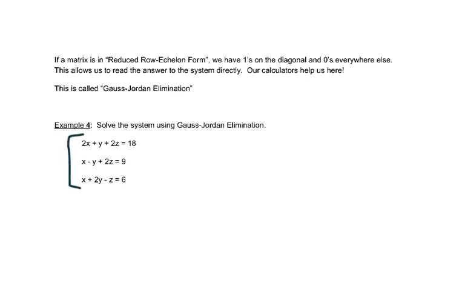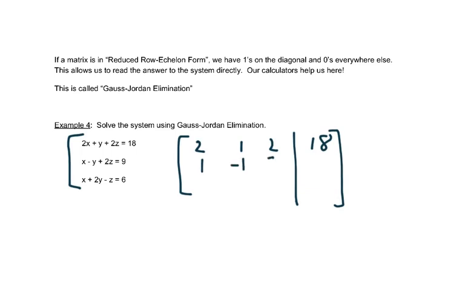So the first step in using our calculators is that we have to write our augmented matrix. So we'd have 2, 1, 2, 18. Here's our line. And then 1, -1, 2, 9. 1, 2, -1, and 6. Okay, so now let's talk about how we put that into our calculator.